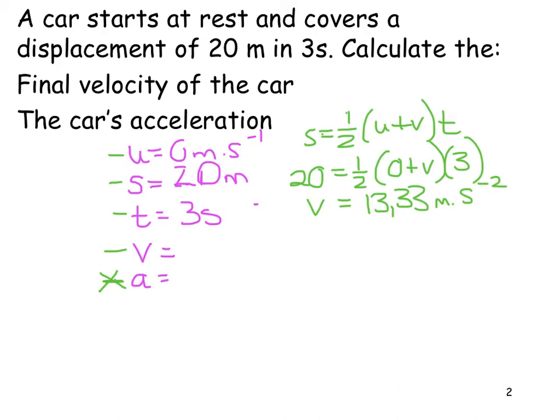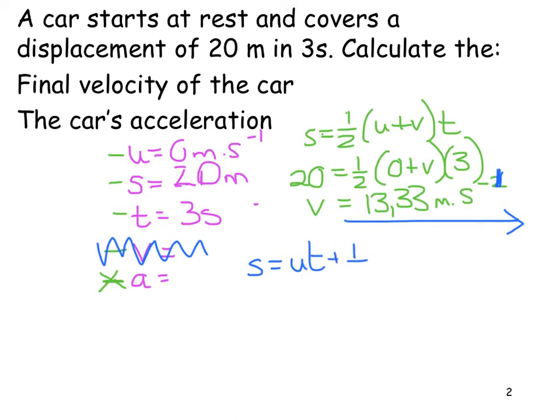The second one is to work out the car's acceleration. We don't know V. Sorry, that wasn't meters per second squared, it's just meters per second at least. I don't want to use my potential mistake in that question over there, so I'm going to use the equation of motion S is equal to UT plus a half AT squared. I've got U, I've got S, I've got T, and I'm looking for A. And there's no V in that equation at all.